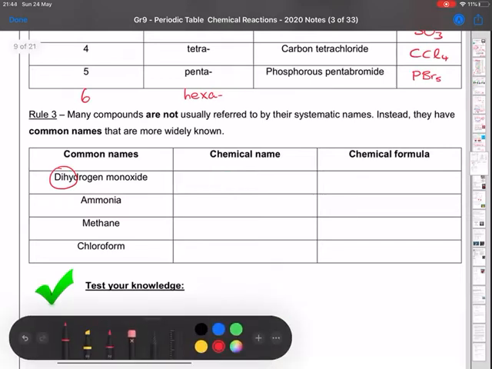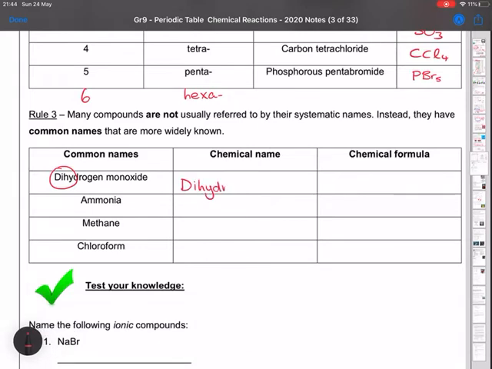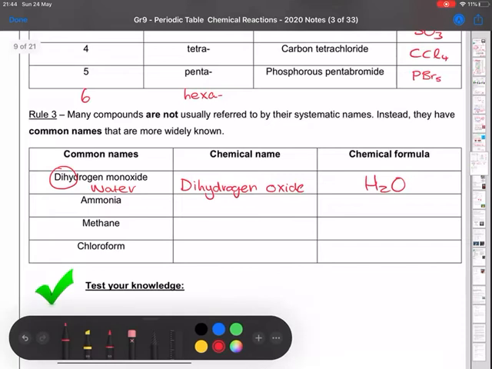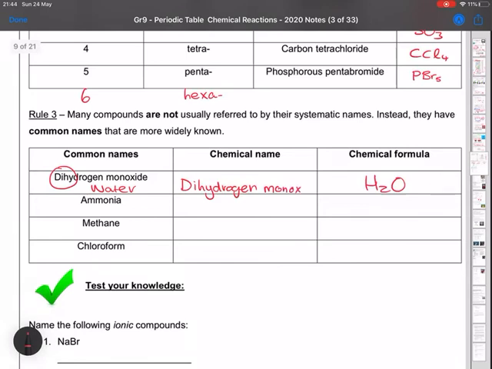Its chemical name could also just be dihydrogen oxide. Chemical formula H2O, and we know that commonly as water. Ammonia, the formula you should know already is NH3 from last year. And the formula then would be nitrogen trihydride, so 1 nitrogen, 3 hydrogens.